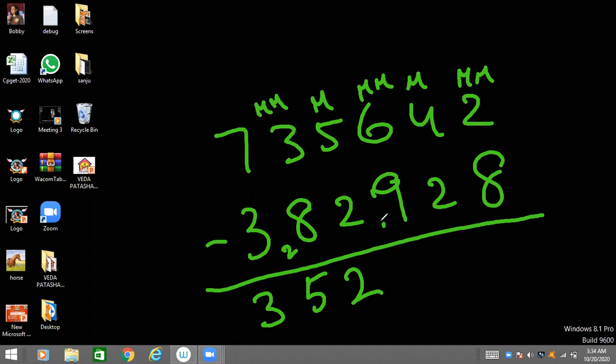So 9's friend is 1. 1 plus 6 is 7. Next pair is a match. That's why I have written it as it is. And 4 minus 2 is 2. Next pair is a mismatch, so I need to write 1. And finally, 8's friend is 2. 2 plus 2 is 4. Understood?